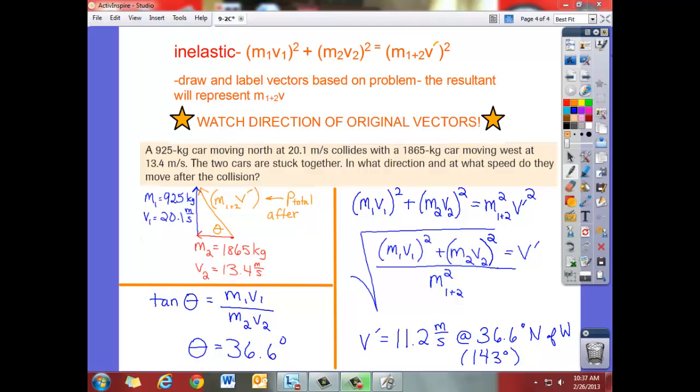So we're taking what we learned about the conservation of momentum and what we've previously learned about triangles, and we're putting those together for the last problem type in this chapter.